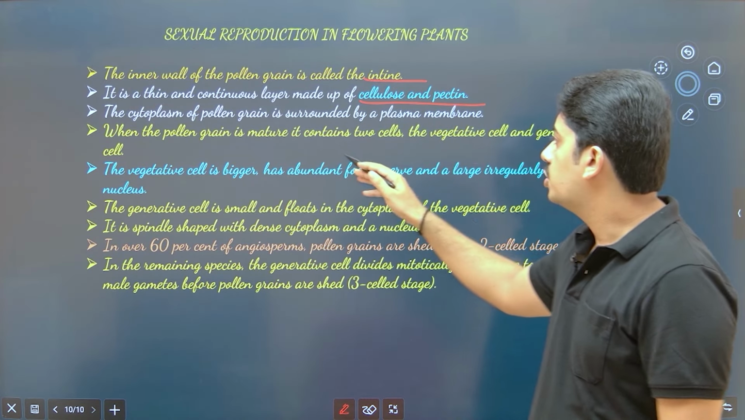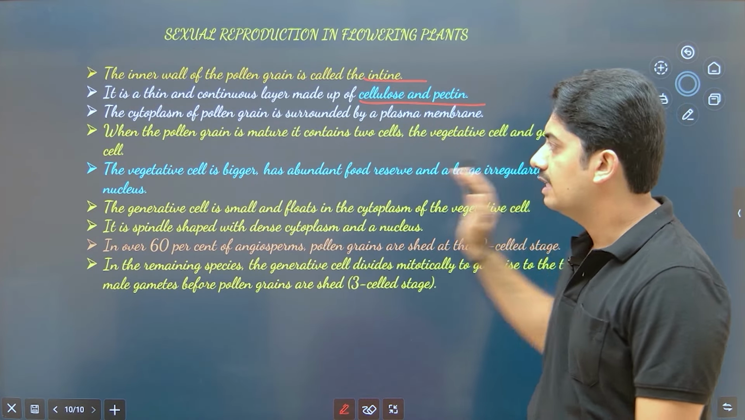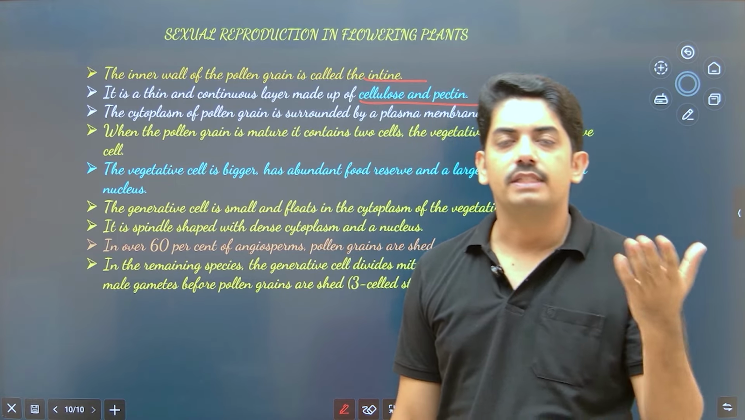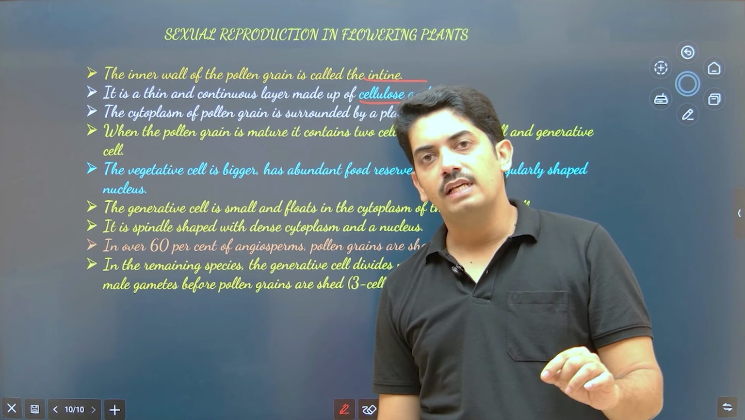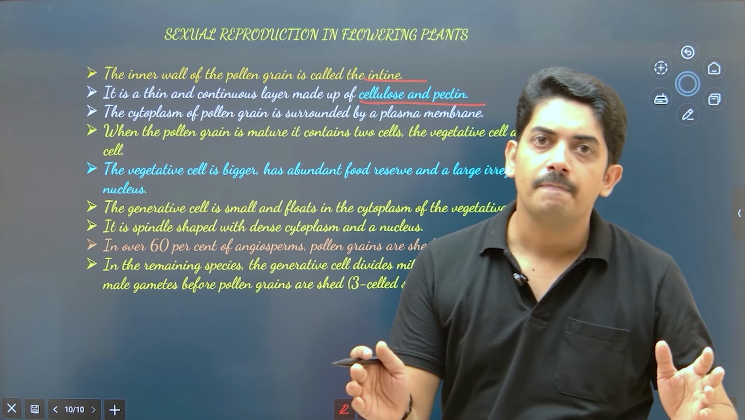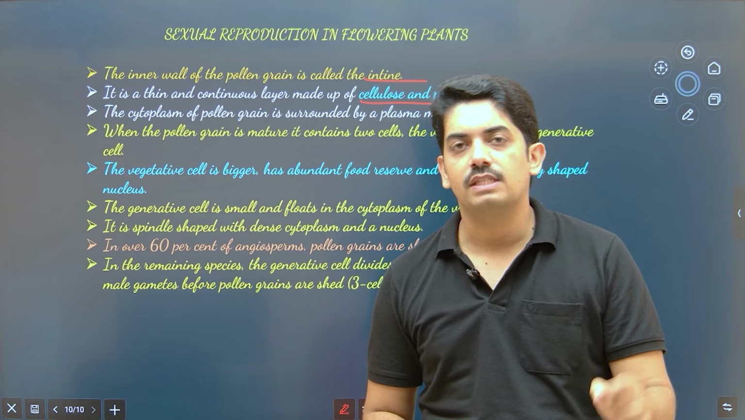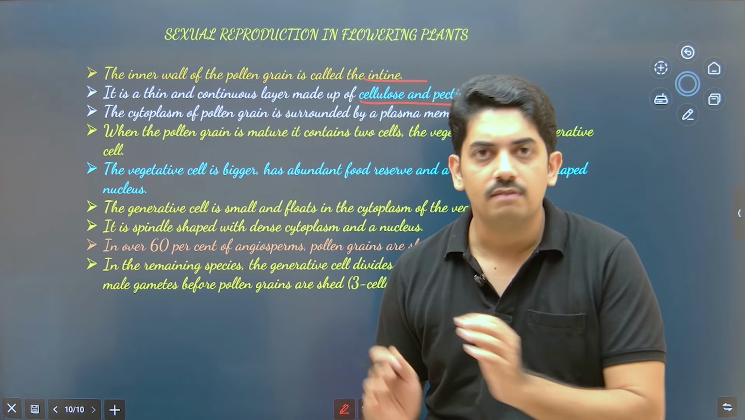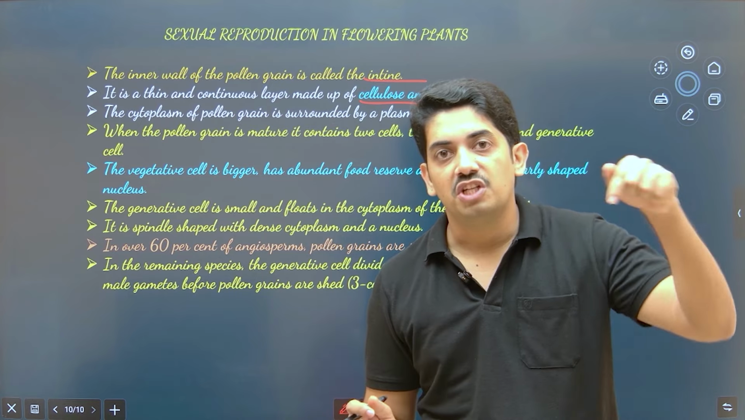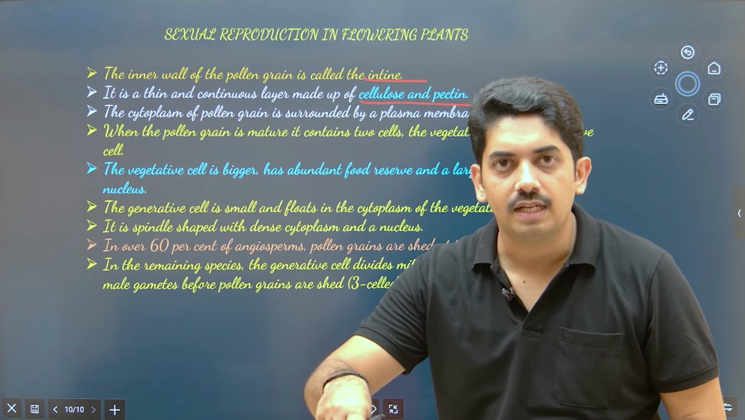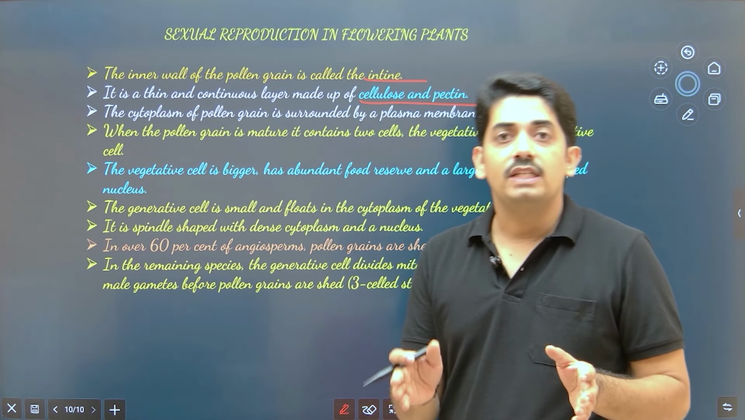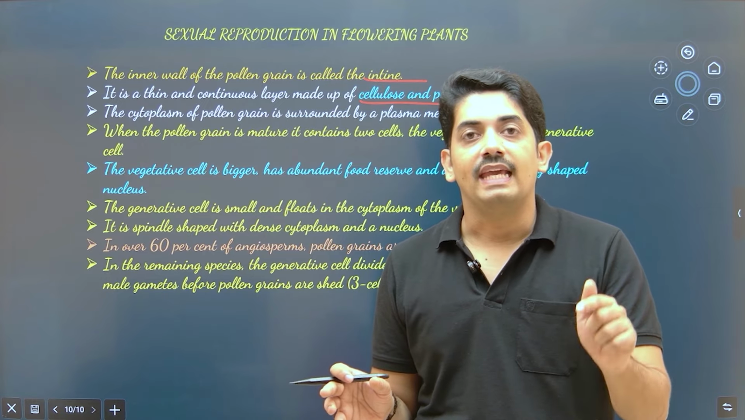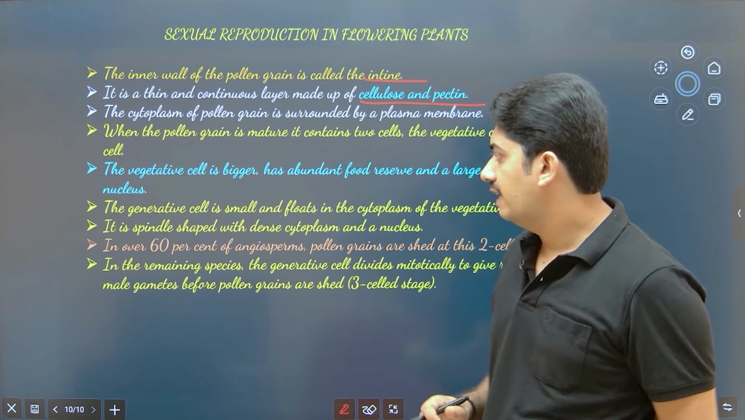When the pollen grain is mature, it contains two cells, the vegetative cell and the generative cell. This I explained. Once the pollen grain attains maturity, the single nucleus undergoes mitosis and produces two cells, one generative cell and one vegetative cell. If you compare the size, generative cells are smaller, vegetative cells are larger, and the generative cell floats in the cytoplasm of the vegetative cell. Why? How are these two unequal sized cells produced? By the formation of asymmetric spindles. That part is very important.